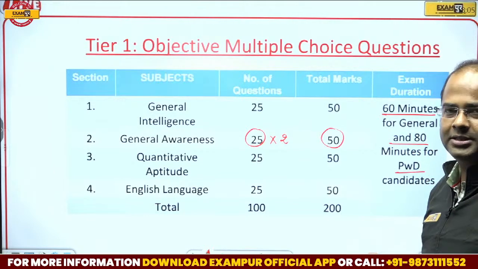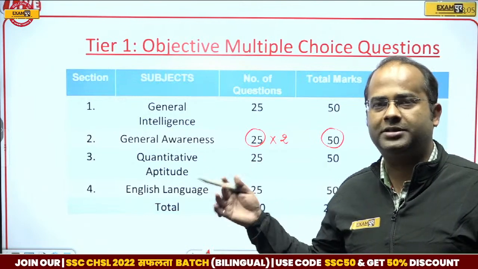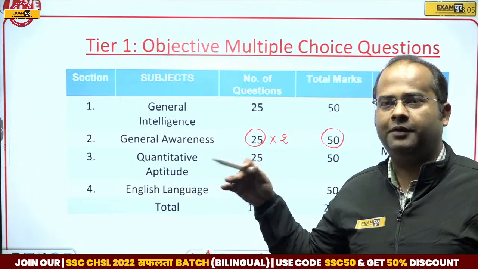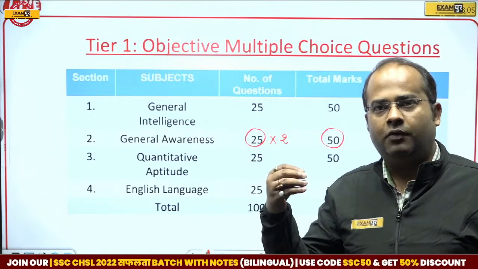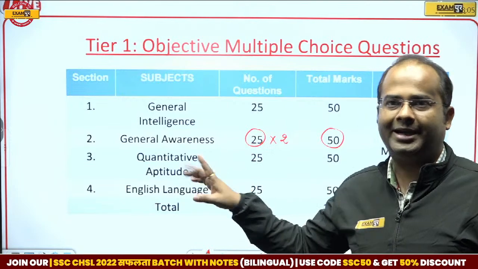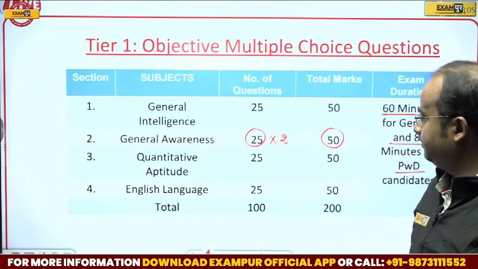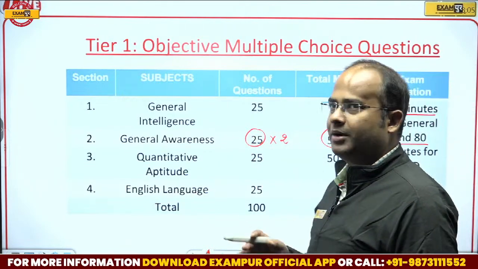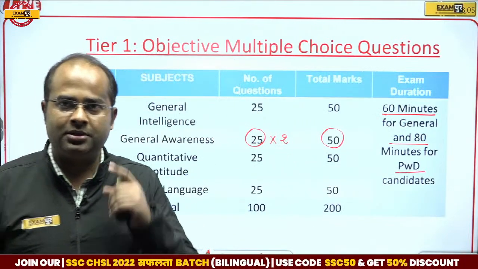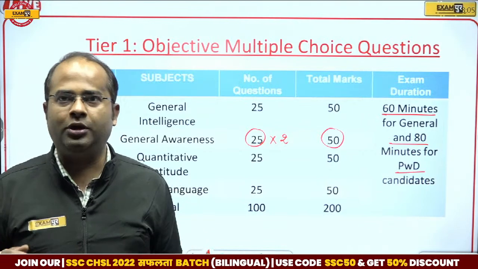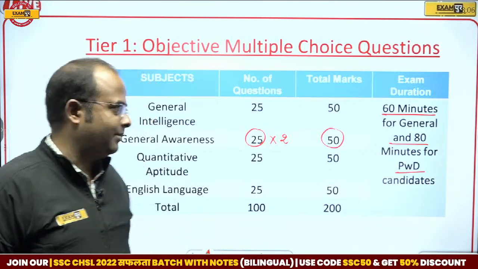PWD means physically disabled candidates, who are suffering from any type of disability which is 40% or more, so then they get into the PWD category. And one question will be of 2 marks, that is for the general awareness. So general awareness is 50 marks, and it is going to play a crucial role in clearing the tier 1 examination.